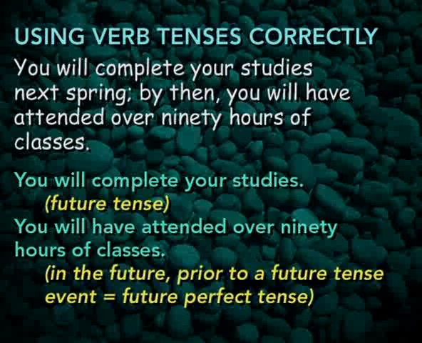You will have attended over 90 hours of class. Will have attended is the future perfect tense, and that tells us that that event is going to happen prior to the completion of the studies. In all of these sample sentences, two events occur, and the proper verb tenses have been selected to make it clear which event comes first and which event comes later.